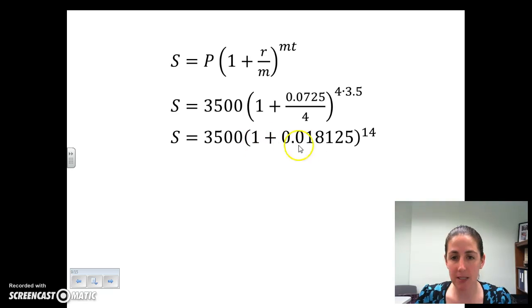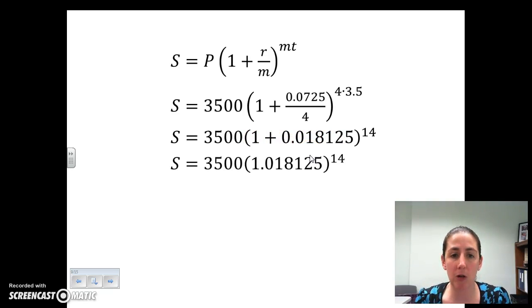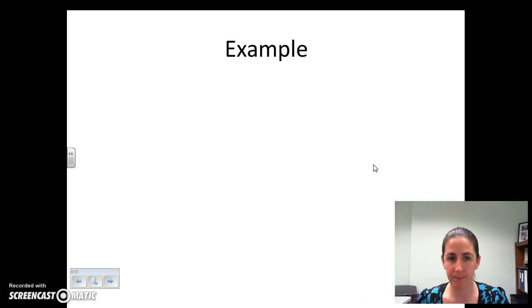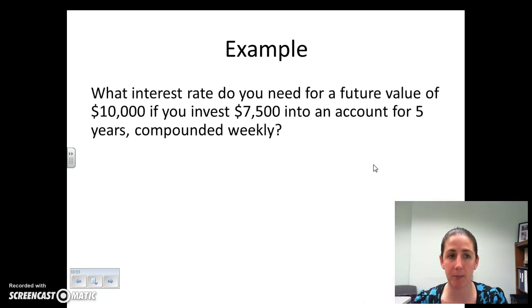Now this is another basic simplification we can do right here. And it's a lot easier to put 3,500 times 1.018125 to the 14th power in your calculator. And when you do, you get 4,500.735256. Now S is your future value. It's measured in dollars and cents, so we round to the nearest penny. So the future value of this account will be $4,500.74.